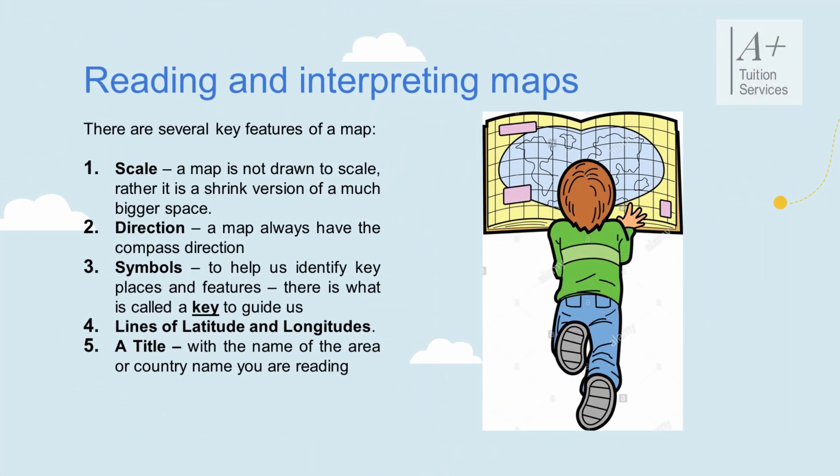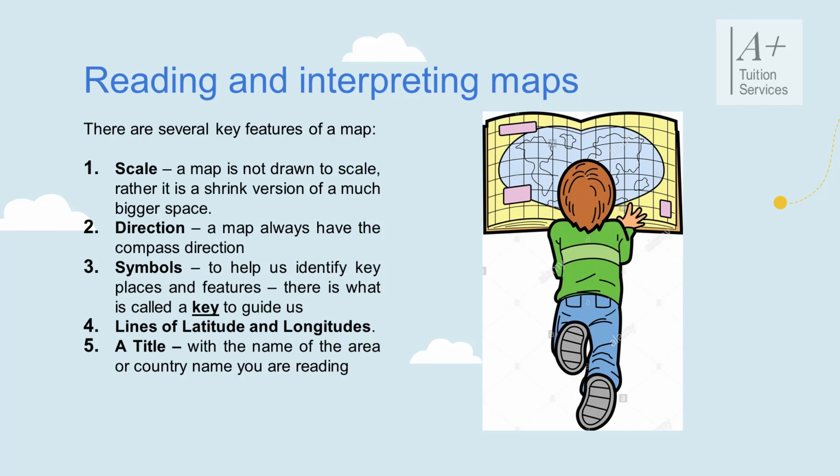Now we move on to reading and interpreting maps. But before we actually view maps, we need to understand that there are several key features of a map. The first feature is a scale. A map is not drawn the actual size of what is conveyed on it.